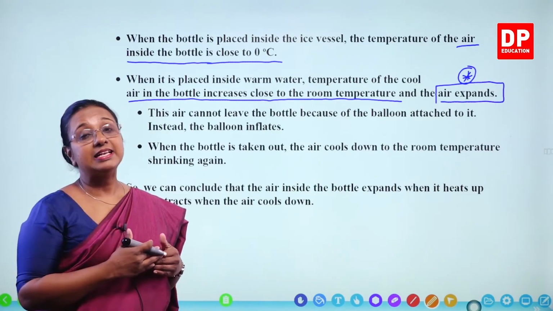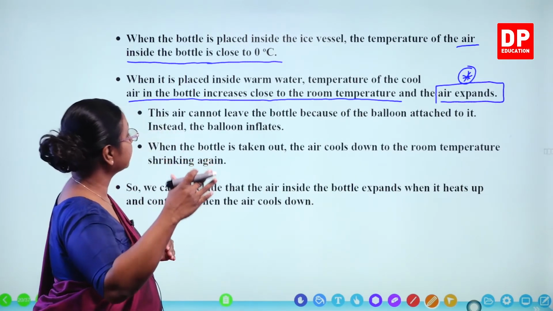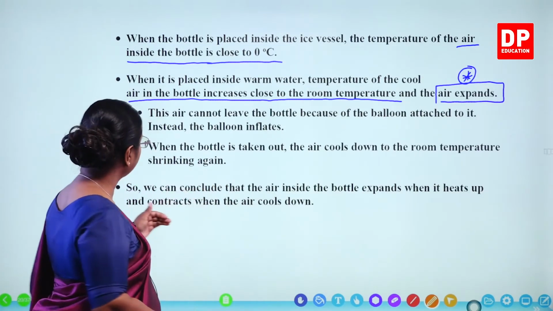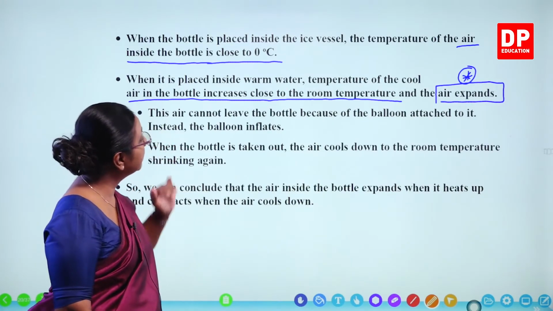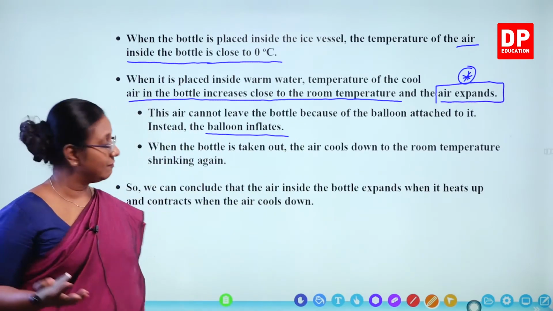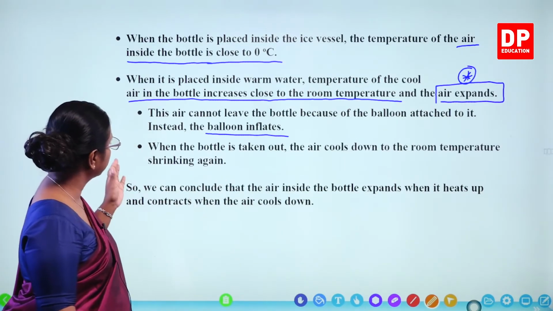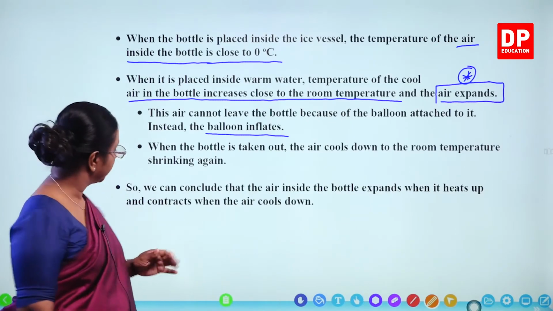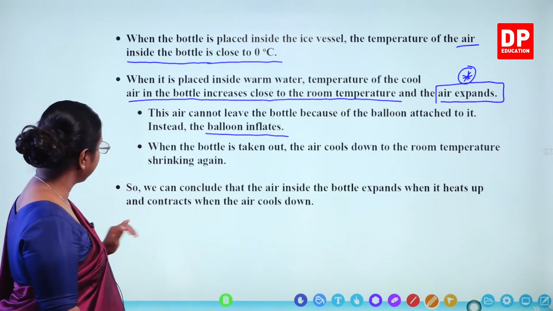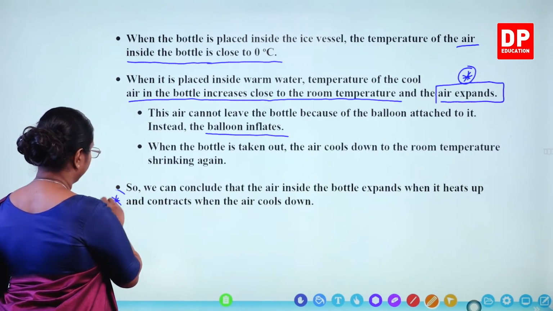We will be discussing that again under methods of heat transfer. When the air rises up, it cannot go out of the bottle because the balloon is covering the mouth of the bottle. So instead the balloon inflates because of expansion of air. When the bottle is taken out, the air cools down to the room temperature, shrinking the balloon again. So we can conclude that the air inside the bottle expands when it heats up and contracts when the air cools down.